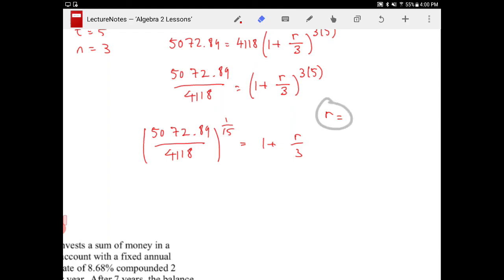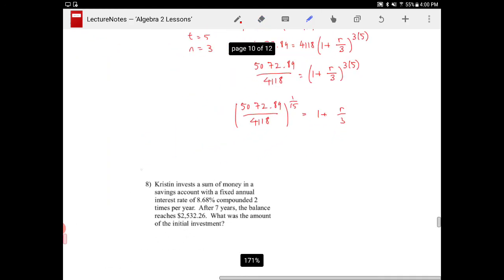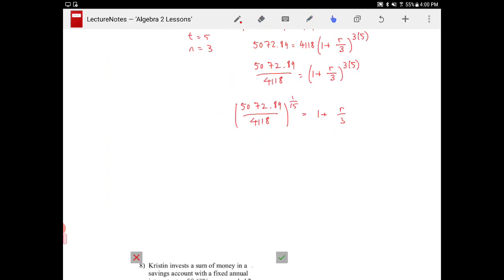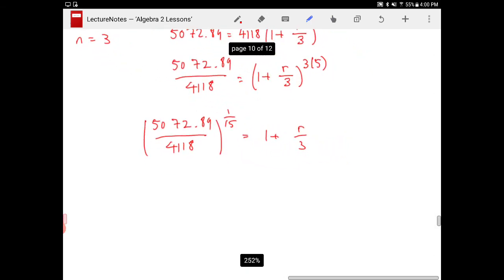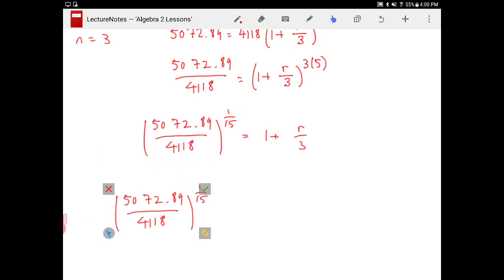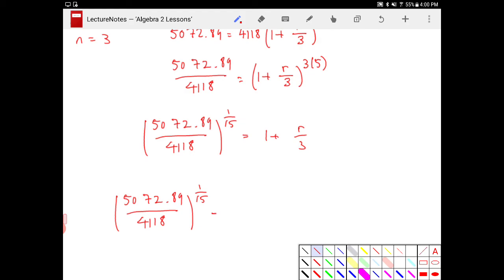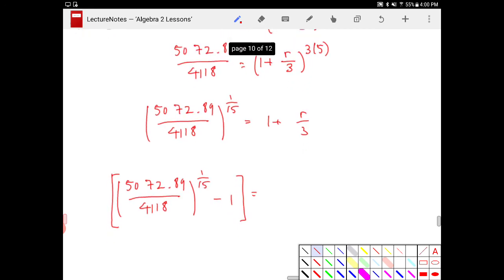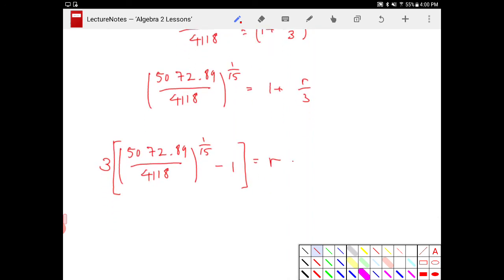Running out of room here, so I want to move this next problem over. So I want to end up with this minus 1 is equal to R over 3, and I want to multiply both sides by 3. So I end up with this. R is equal to this massive thing. So now we just got to figure out what this is.